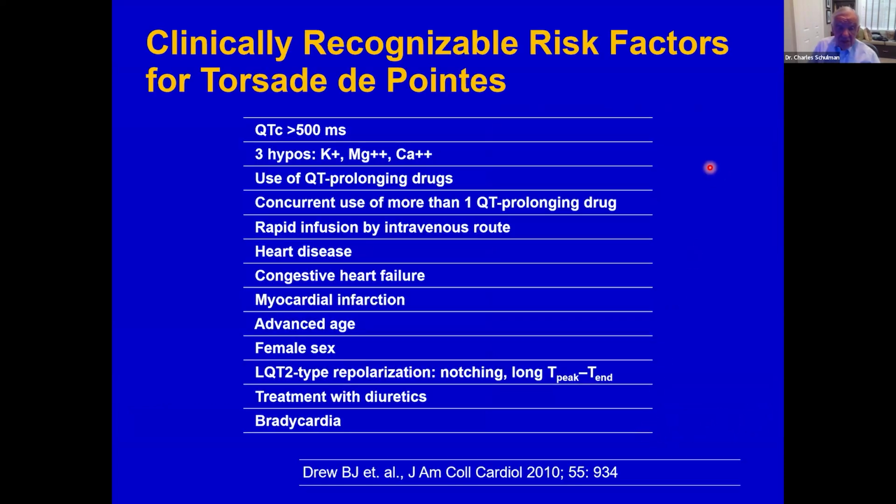But there are a number of clinically recognizable risk factors for torsade. Prolonged QT, the three hypos: hypokalemia, hypomagnesemia, hypocalcemia, the use of QT prolonging drugs, especially if there is more than one of them. Heart disease, advanced heart failure, and congenital long QT syndrome.